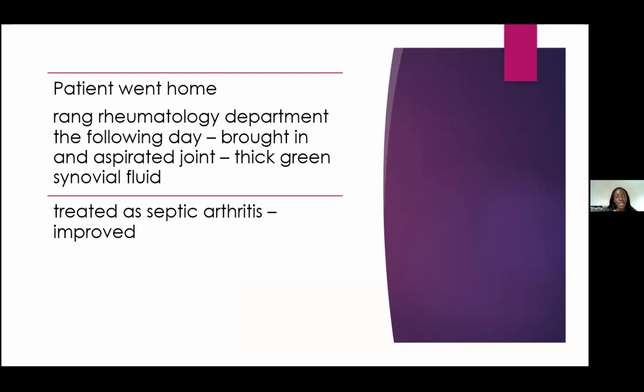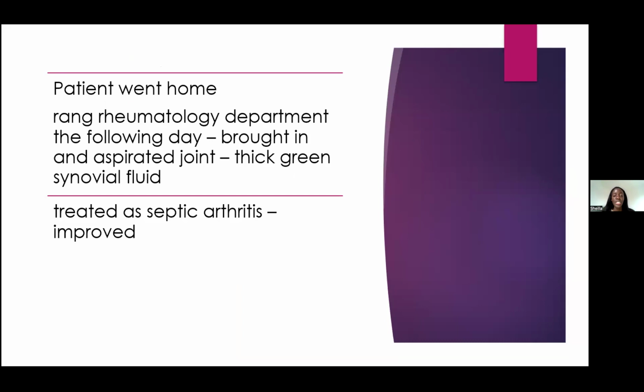So unfortunately, this lady was sent home, but knowing that she's got an autoimmune disease, our patients are usually very keyed in. She rang us the following day and we brought her in because she was still in pain and she was worried about this joint. And it didn't feel like her usual rheumatoid arthritis flare. So before you label a patient as having an RA flare, ask if it's similar to their previous presentations. They will give you that answer if it's not.